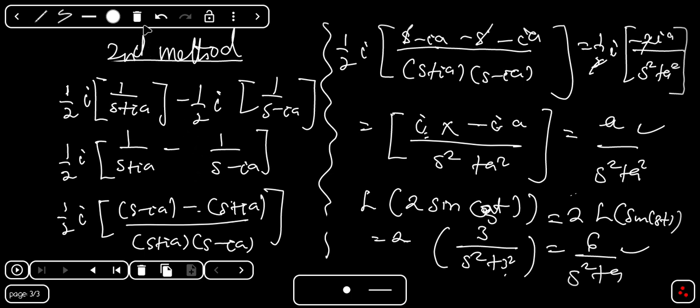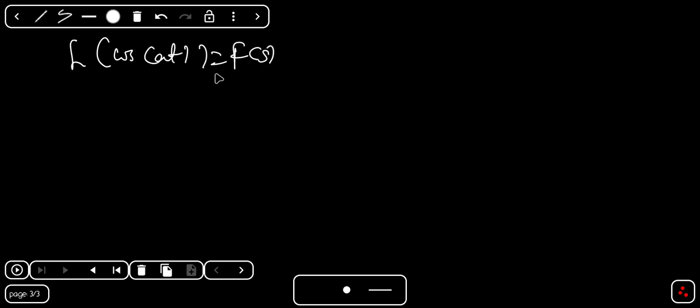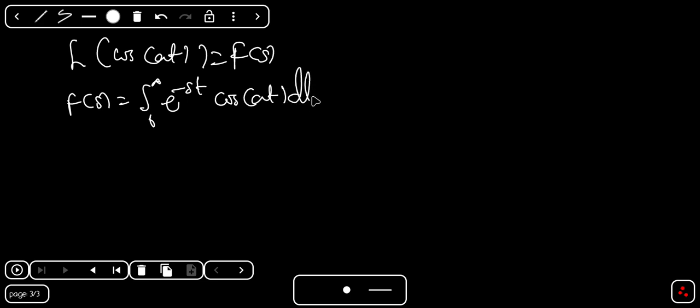All right, guys, now let's move on to the next part, finding the Laplace transform of cos at. So the Laplace transform of cos at, we can also say this is equal to F of s. Now, using the integral method, F of s will be equal to the integral from 0 to infinity of e raised to the power minus st, then cos at dt. Remember from Euler's formula, cos at is equal to the real part of e raised to the power of iat. Okay, so that's cos at.